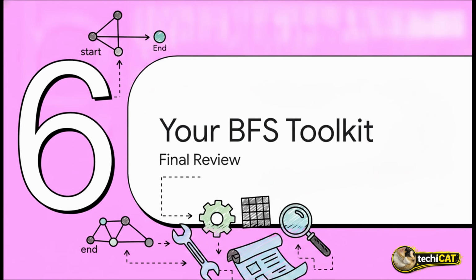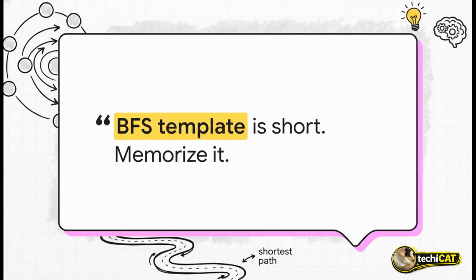And finally, Section 6, your ultimate BFS toolkit. We've covered the foundational blueprint, and we've walked through real examples like multi-source and level-by-level traversal. I absolutely love this quote from the source material. BFS template is short. Memorize it, use it for any shortest path in unweighted graph problem instantly. That is the ultimate takeaway here. You've got the core algorithm, you know how to track distances, handle multiple start points simultaneously, and process layer by layer.